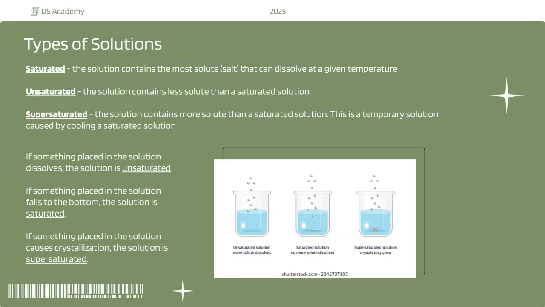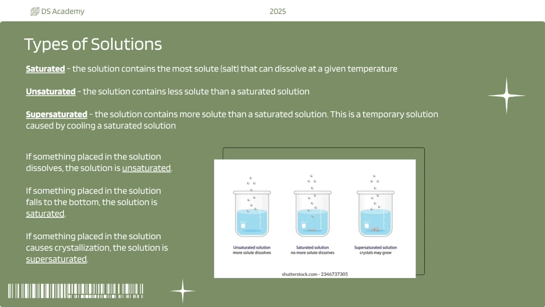Saturated. The solution contains the most solute, salt, that can dissolve at a given temperature. Unsaturated. The solution contains less solute than a saturated solution. Supersaturated. The solution contains more solute than a saturated solution. This is a temporary solution caused by cooling a saturated solution.